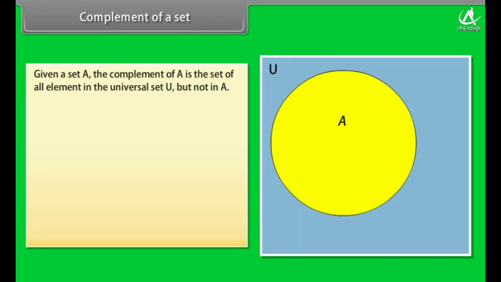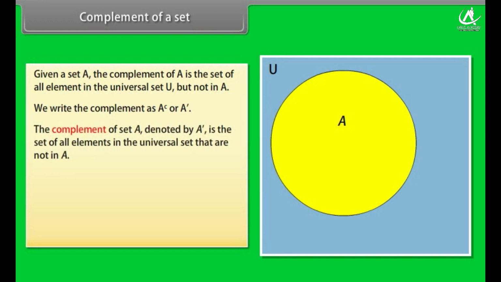Complement of a set. Given a set A, the complement of A is the set of all elements in the universal set U, but not in A. We write the complement as A dash. In other words, the complement of set A, denoted by A dash, is the set of all elements in the universal set that are not in A. The shaded area outside A represents A dash.